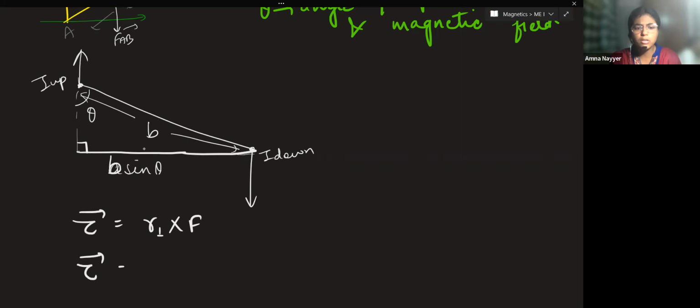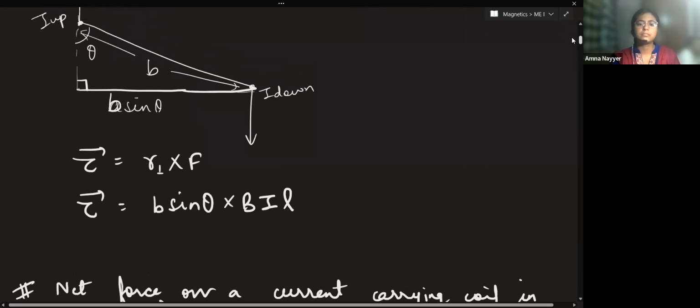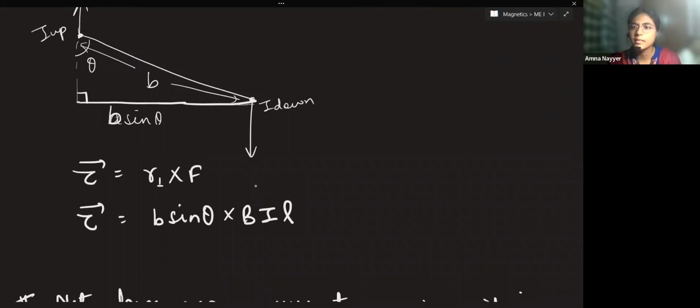Now torque will be what? R perpendicular is B sine theta into F. Now F, if you talk about, it will be what? This will be B I L. Fine. Now combine certain terms. This is force, this is R, so RF. Angle will be 90 degrees because you can see magnetic field lines in the plane, they are always perpendicular to each other.